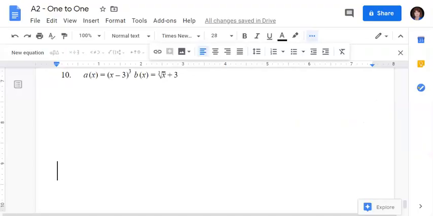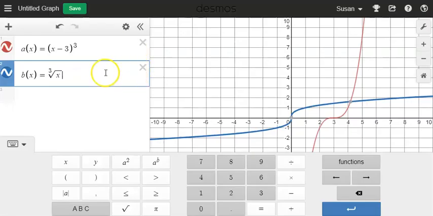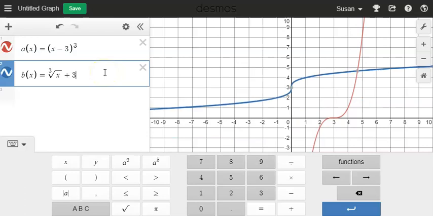And then what do we need after that? We need a plus 3. Okay, so these are our two functions. I'm going to hide my keyboard.